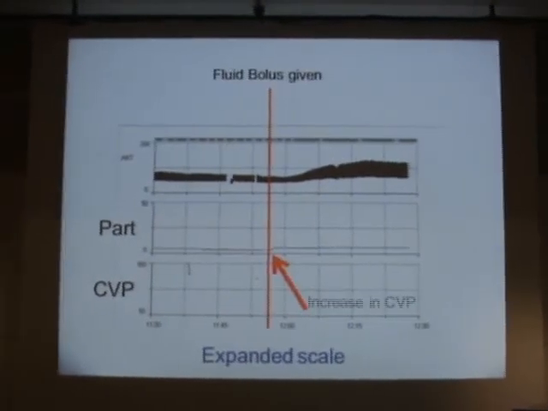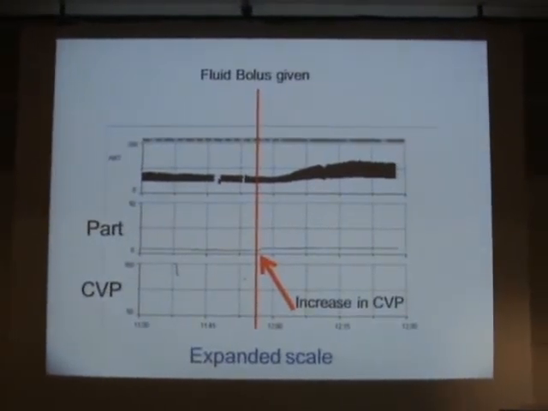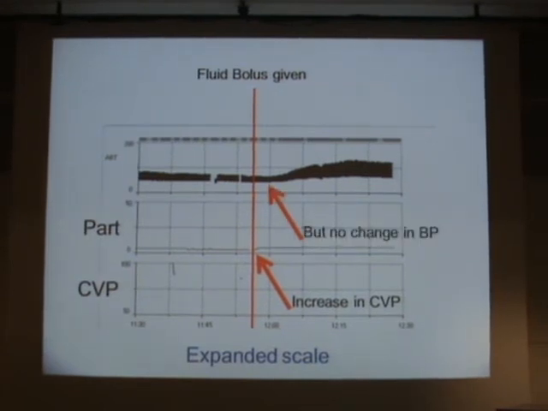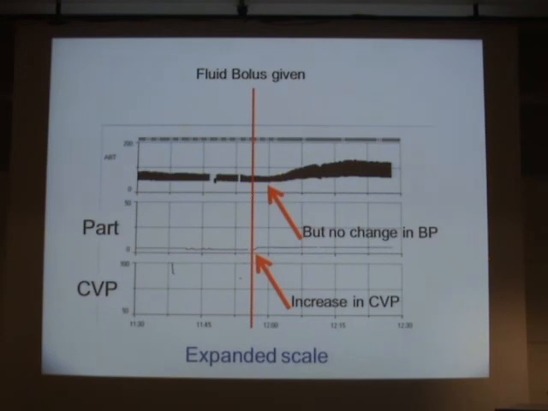What this shows is we give a fluid bolus. You can see the CVP increases, but nothing happened to the blood pressure. And I'm looking at this going, I can't believe this is happening. I know this is a hemorrhagic shock. I've just put some volume back into the system. Why am I not getting a pressure?